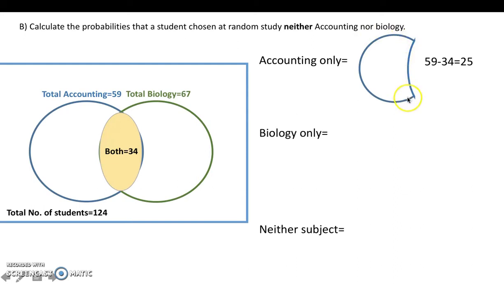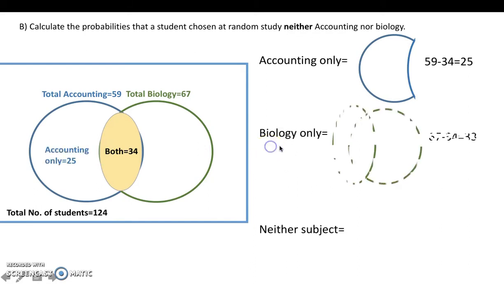We can use the same method to find the number of students who study biology only, which is represented by this part of the circle. The area of the big green circle is 67. Take away the area of the ellipse, which gives us 33. 33 is the number of students who study biology only.